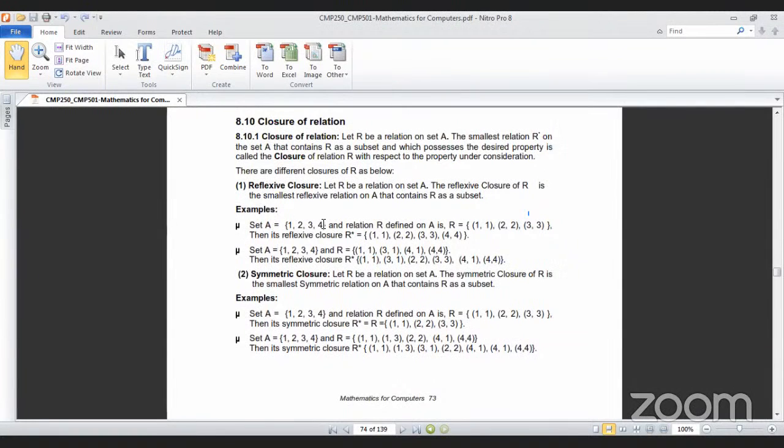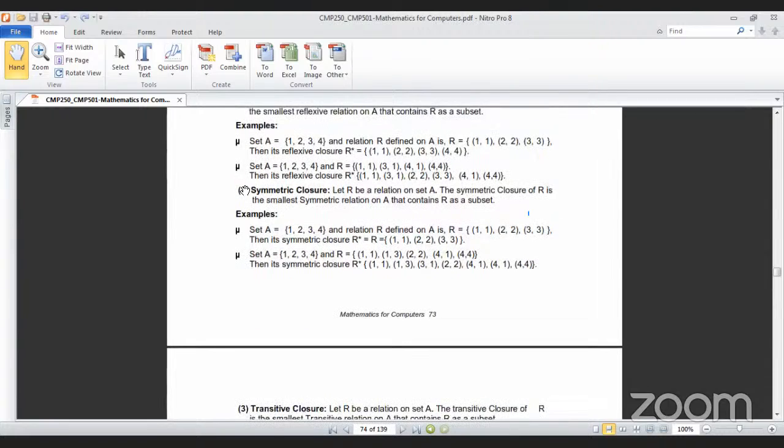A is taken as 1, 2, 3, 4. R is defined as (1, 1), (2, 2), and (3, 3). Now the reflexive closure will be what? (1, 1), (2, 2), (3, 3), (4, 4). Now the symmetric closure. If (a, b) belongs to R, then (b, a) should also belong to R. Here R is (1, 1), (2, 2), (3, 3), so the symmetric closure will again be (1, 1), (2, 2), and (3, 3).